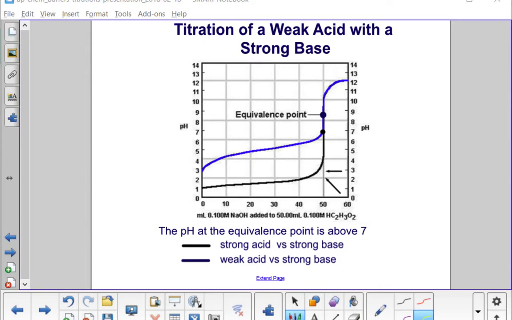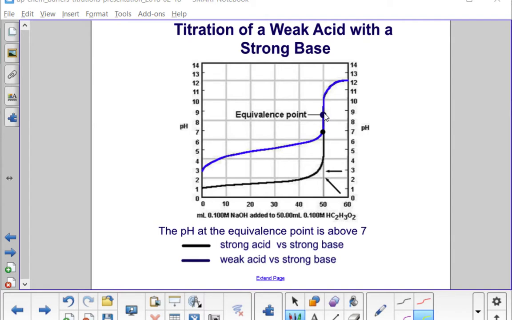Here's what you might expect to see on a titration curve if you titrate a weak acid with a strong base. Okay, so in black is what we've already seen before, strong acid versus strong base. If I start with a weak acid in blue, I have a pH a little bit higher to start with. Again, slight change in the beginning, very rapid change both before and after the equivalence point that then levels off. But here's my equivalence point, slightly above 7.